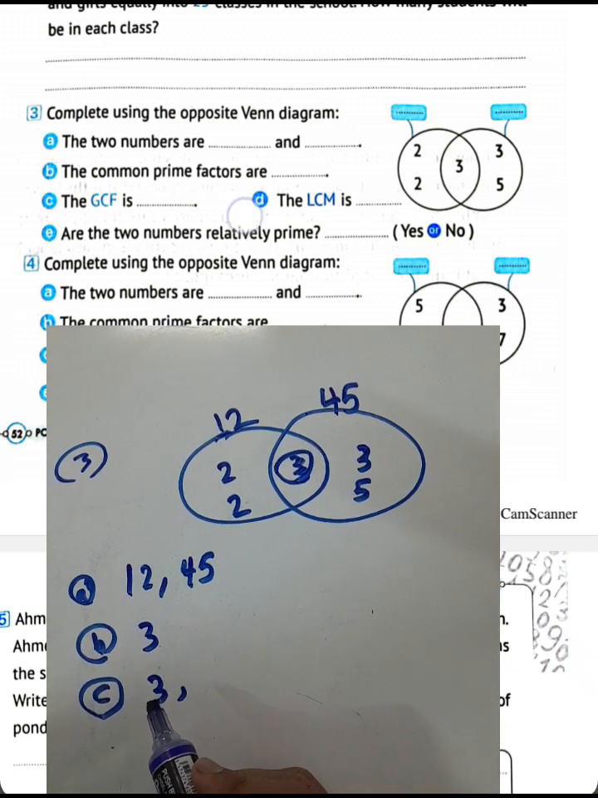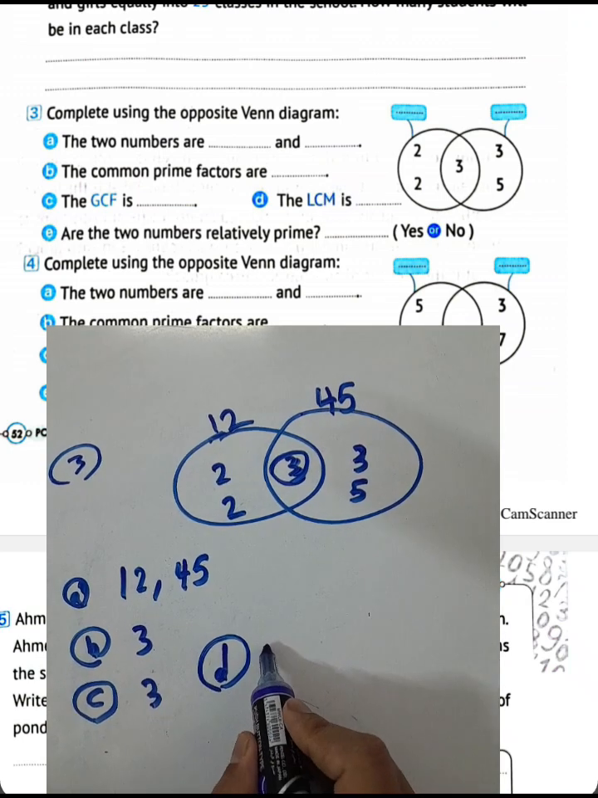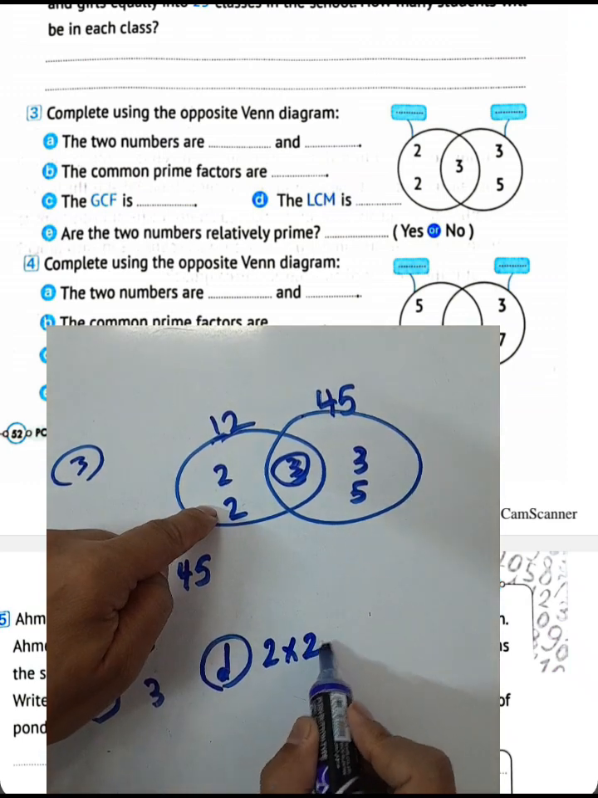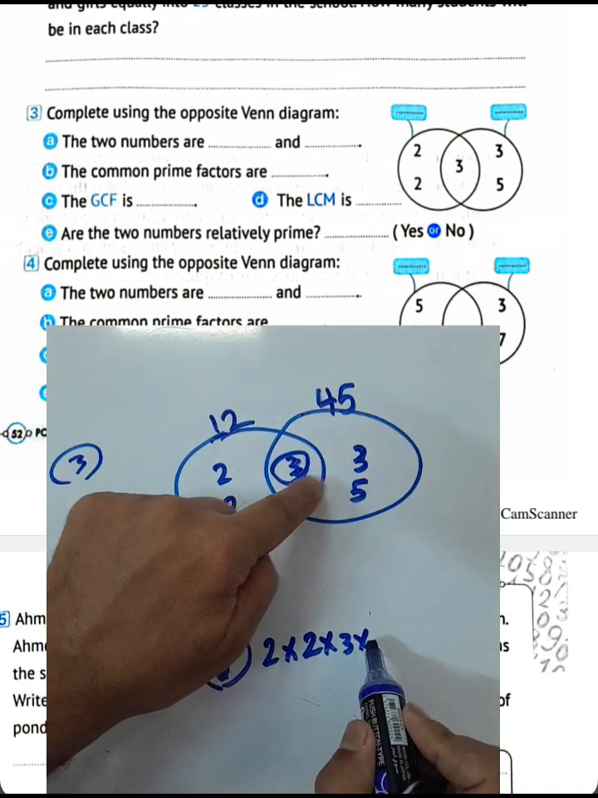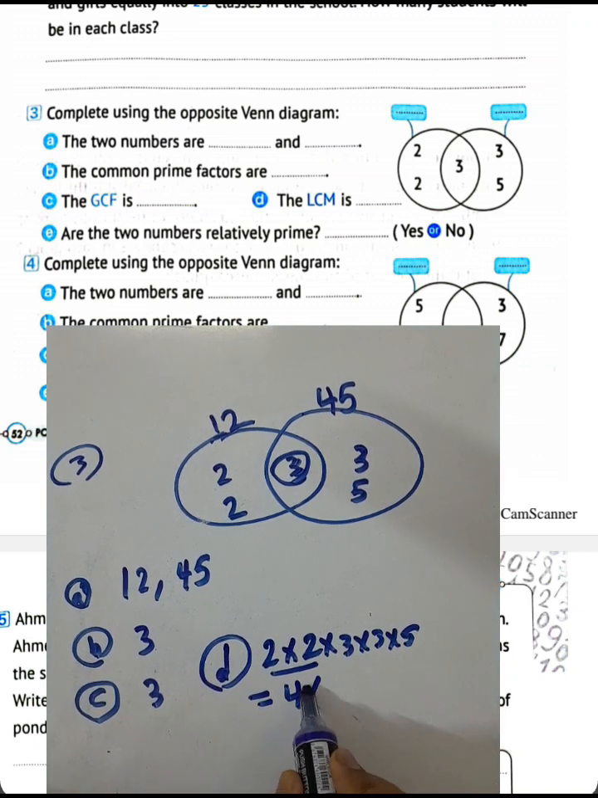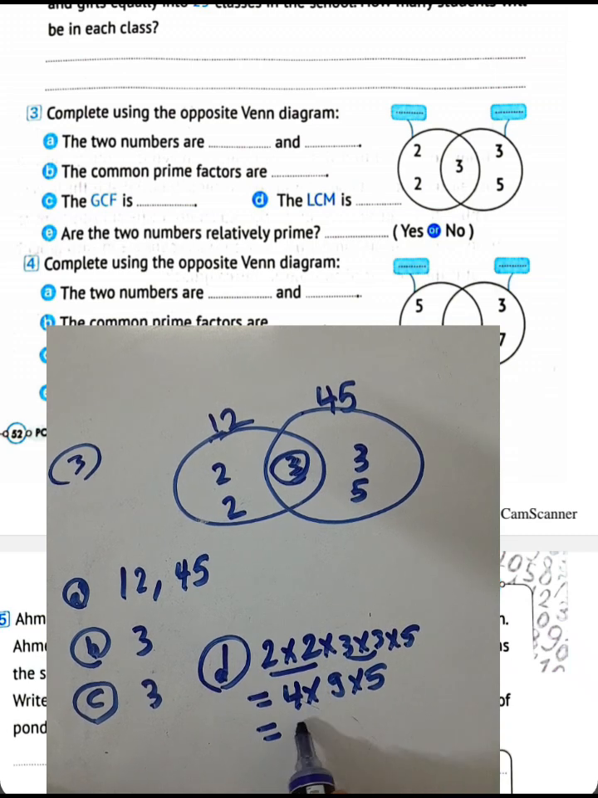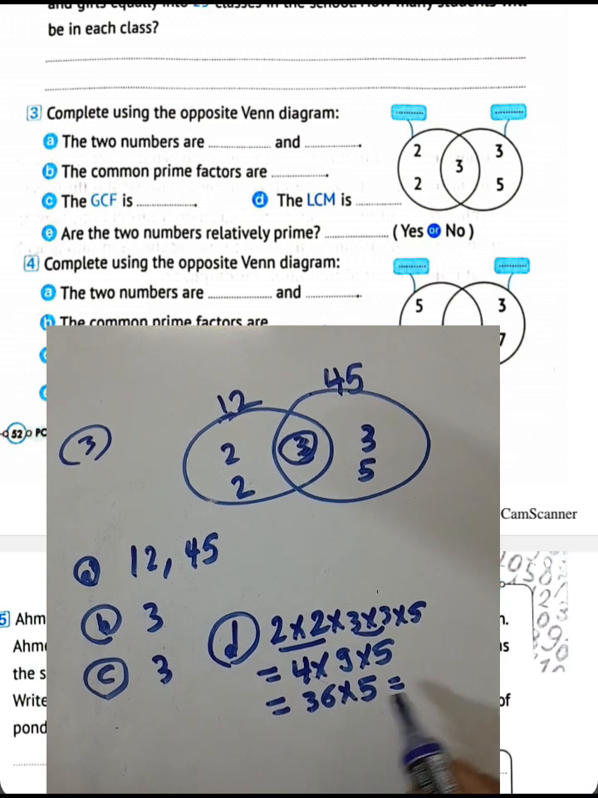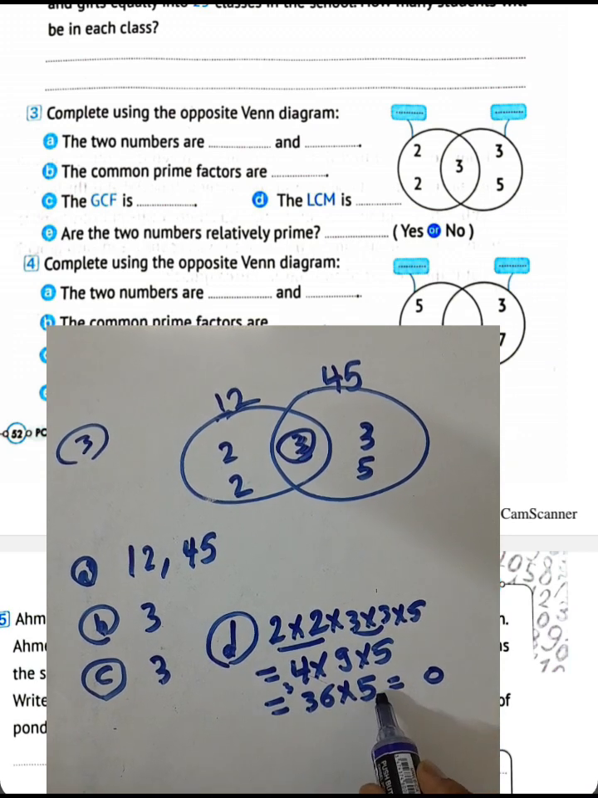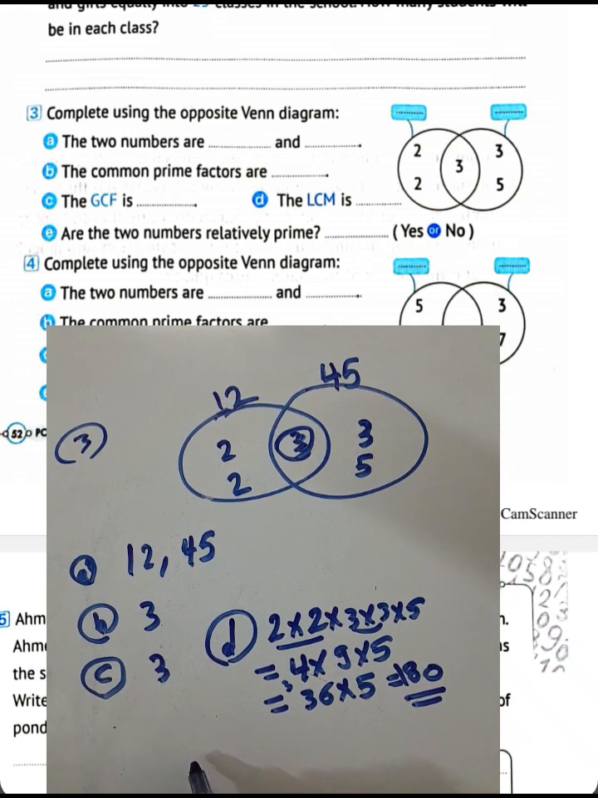And question letter D, least common multiple between them, write 2 times 2 times 3 times 3 times 5. 2 times 2 is 4, 3 times 3 equals 9, 9 times 5, and 4 times 9 equals 36 times 5, 5 times 6 equals 30, write 0 and carry 3, 3 times 6 is 18, plus 3 equals 18. And the result will be 180. The least common multiple will be 180.